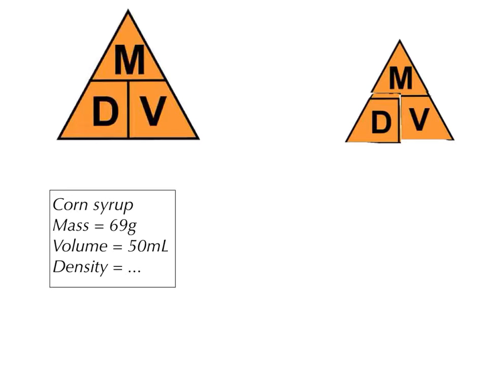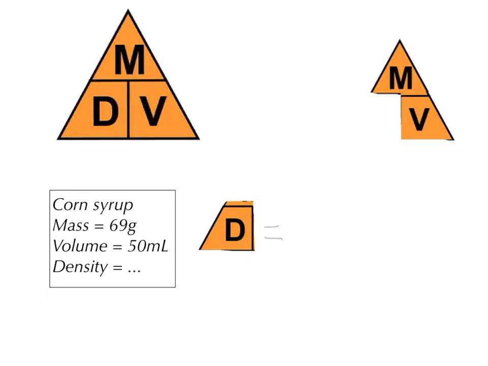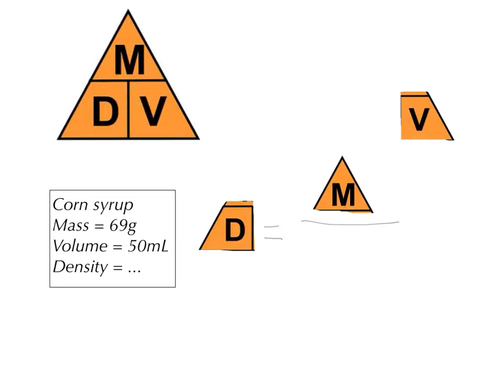In this problem, we need to figure out the density of the corn syrup. To do that, D equals M divided by V. In other words, density equals mass divided by volume.